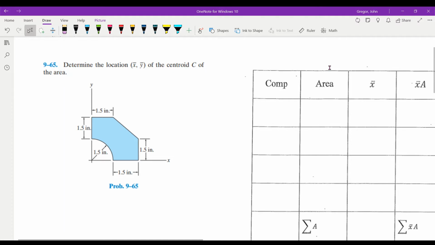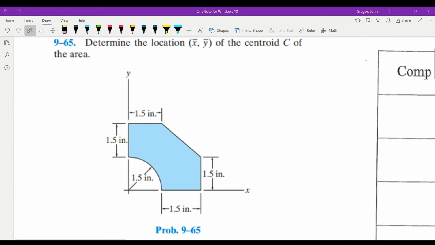Okay, here's another centroid problem. This one's a lot. This is number 65 from the textbook. It's determining the location of the x and y of the centroid C of the shaded area. I know when you're looking at this problem, it looks really difficult.